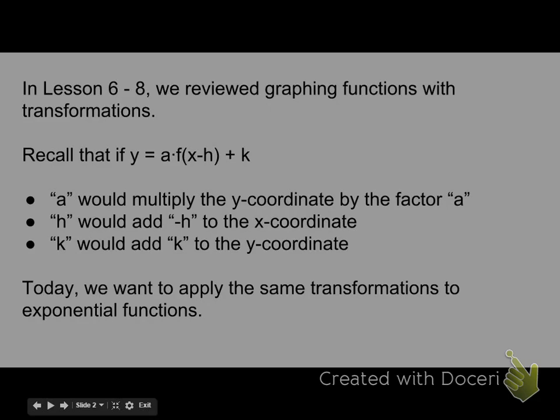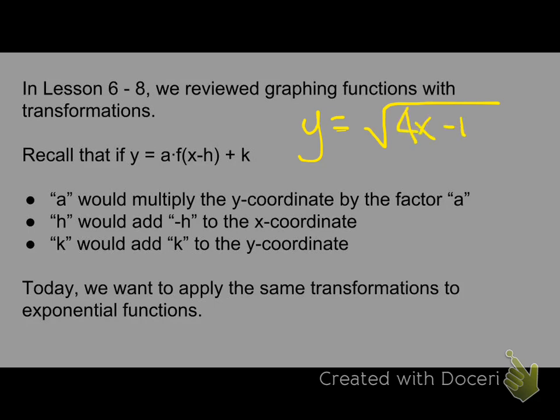Well, today we want to apply the same transformations, but to exponential functions. Let me give you one from last week. Suppose I gave you y equals the square root of 4x minus 12 plus 1. So if you recall from last week, what do we got to factor off of the x here? Correct. We can take out the square root of 4, of course, is 2.